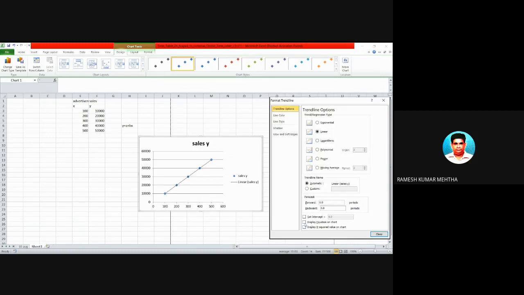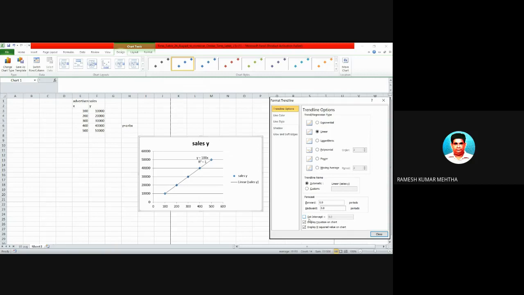So what I am going to do, look carefully. I am going to tick display equation on chart and display r square value on chart. I will tell you the importance of this too. Please pay attention. You get the equation y is equal to 100x and r square is equal to 1.